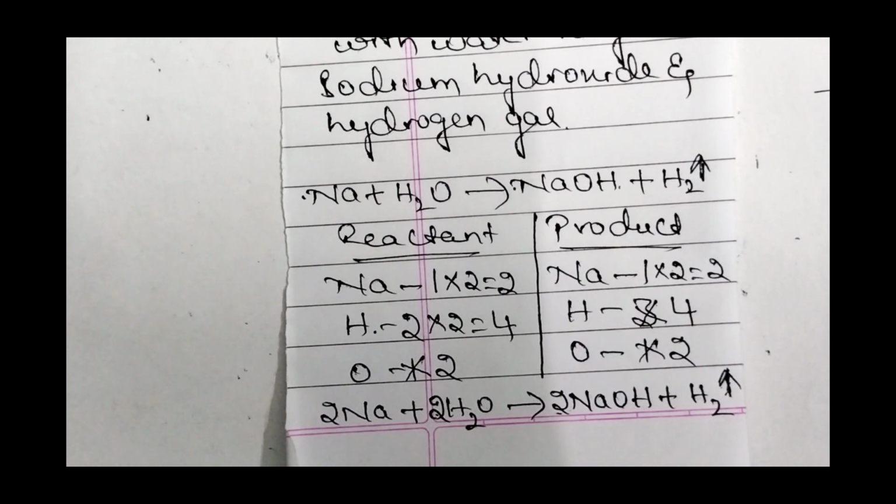So like this we have to write a balanced chemical equation for the given word equation. First we have to write the skeletal equation, then we have to balance that skeletal equation. So like this we have to balance the equation.